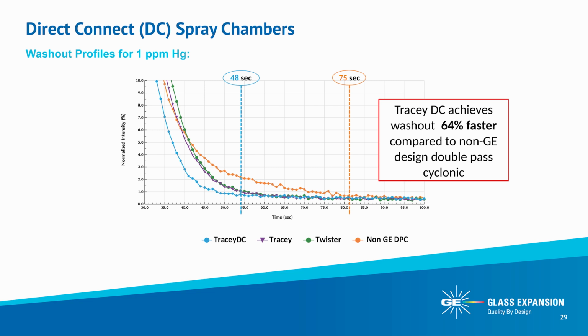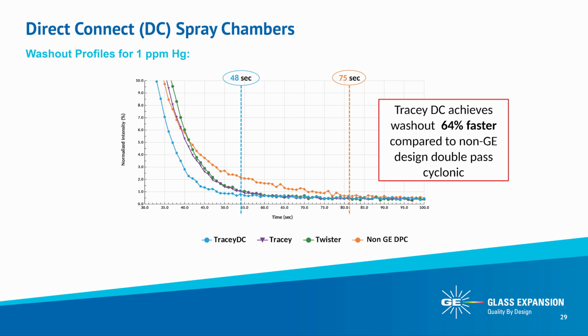To highlight the washout efficiency of the new Tracy DC spray chamber, we compared the washout profiles of a 1 ppm mercury solution, known to be a troublesome or sticky element. The results are quite impressive, with the Tracy DC spray chamber washout time being 64% faster when compared to a non-Glass Expansion O-ring-free design cyclonic spray chamber. This really showcases the design benefits of both the Tracy DC and our proprietary Helix CT interface.